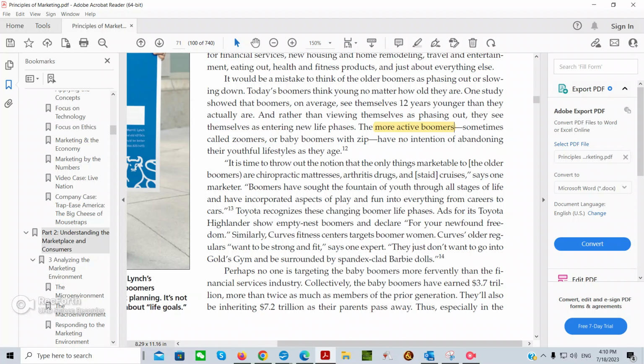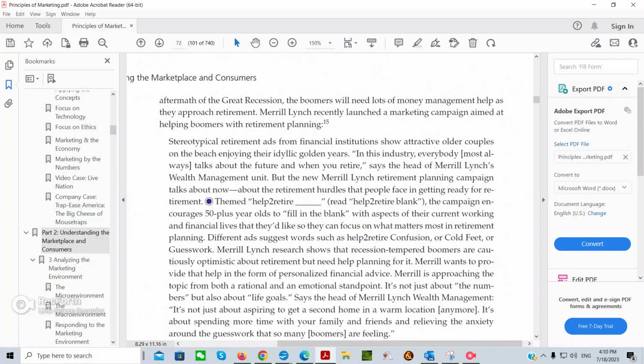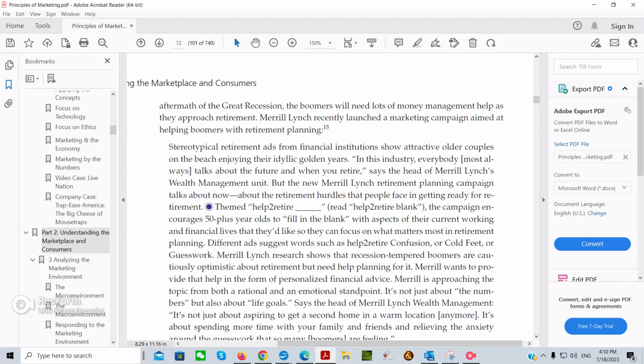Perhaps no one is targeting the baby boomers more fervently than the financial services industry. Collectively, the baby boomers have earned $3.7 trillion, more than twice as much as the members of the prior generation. They'll also be inheriting $7.2 trillion as their parents pass away, thus especially in the aftermath of the Great Recession, the boomers will need lots of money management to help as they approach retirement. Merrill Lynch recently launched a marketing campaign aimed at helping boomers with retirement planning.